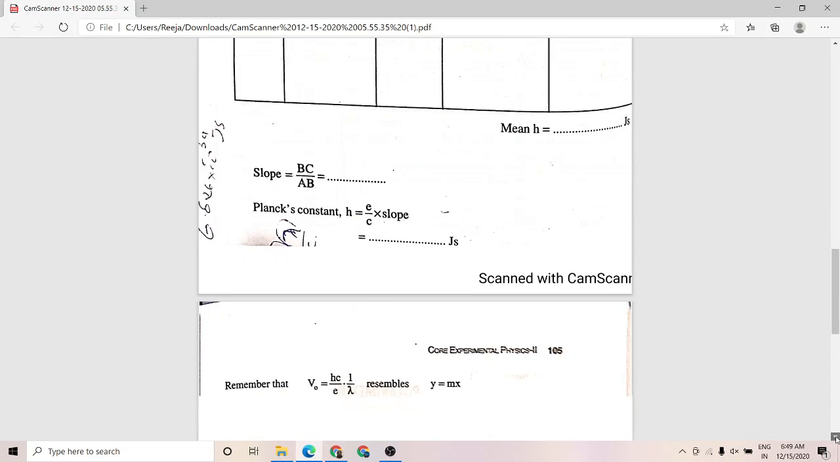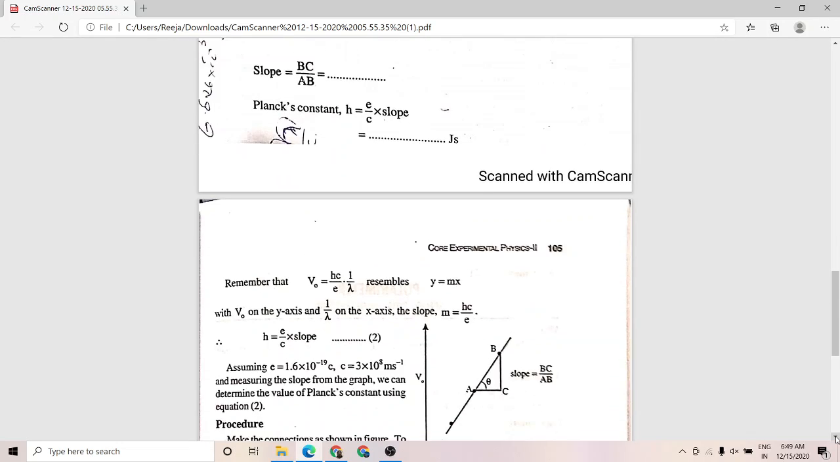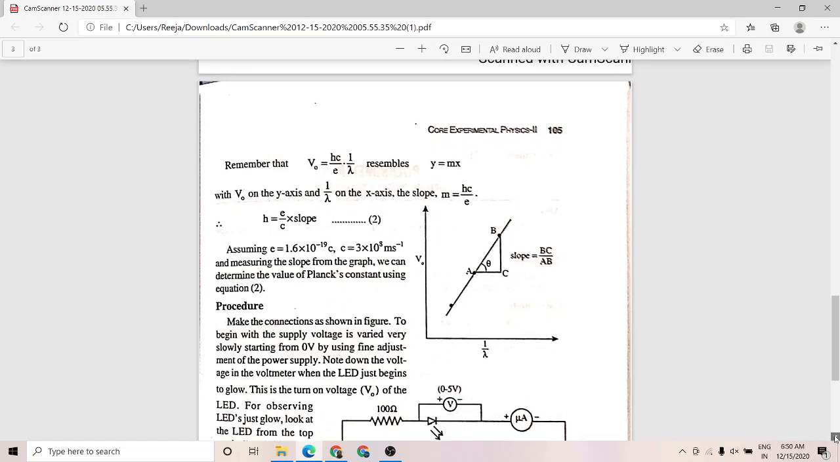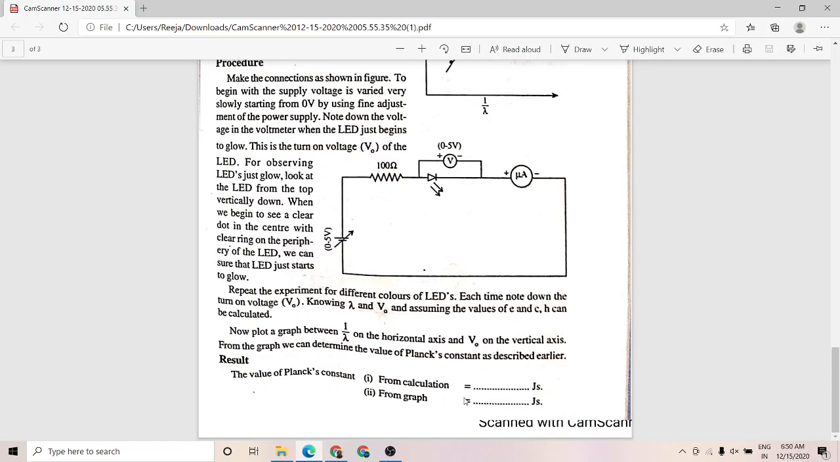Similarly, we can find out in one more method the Planck's constant. What you have to do is you plot the graph between the V0 value that you obtained for each value of wavelength, but you plot it against 1 by lambda, V0 and 1 by lambda. Now from the graph, you get it as e by c into the slope of the graph. Okay, so that is our result. You get the Planck's constant, one from calculation and the other from the graph.